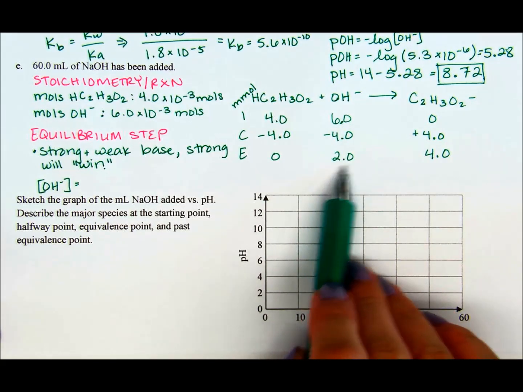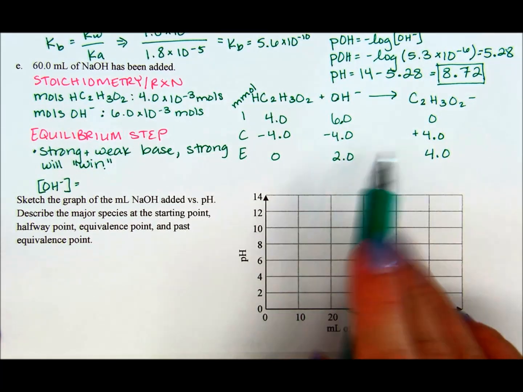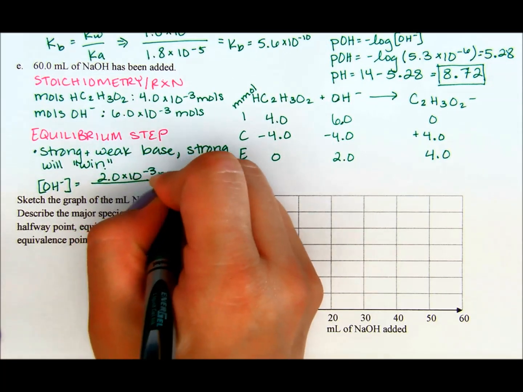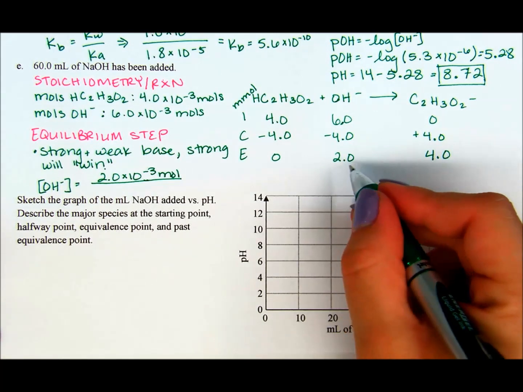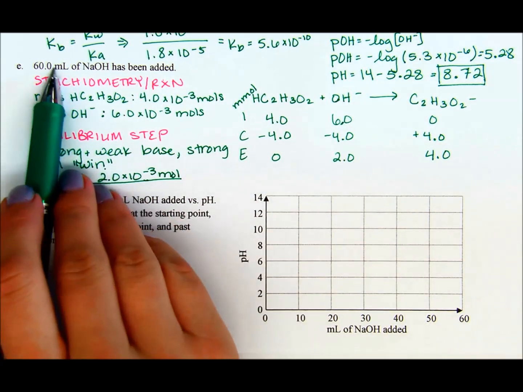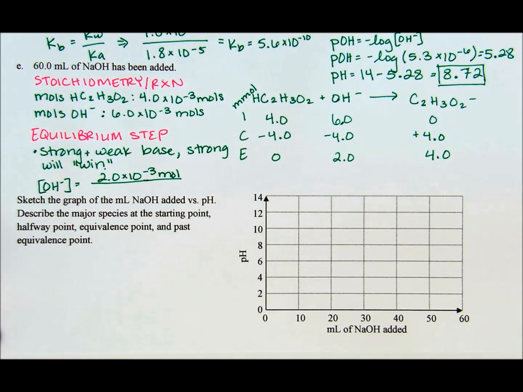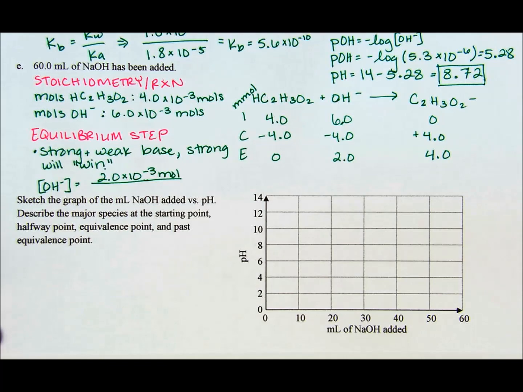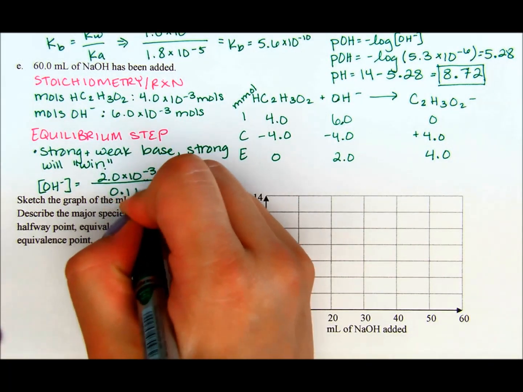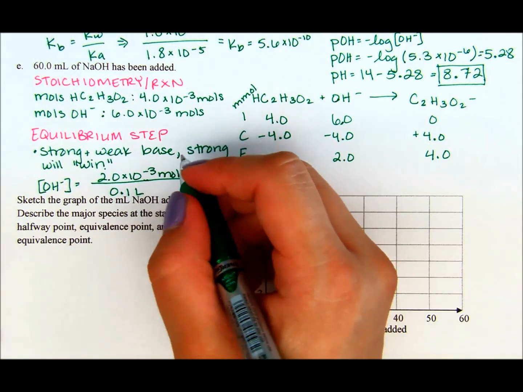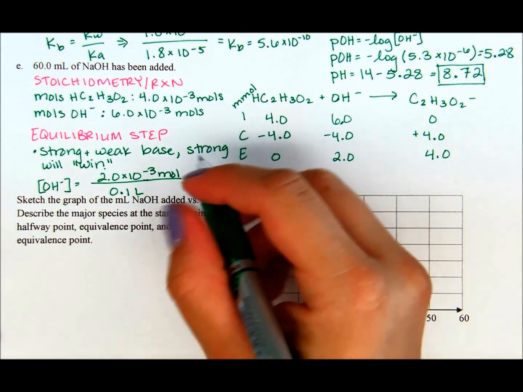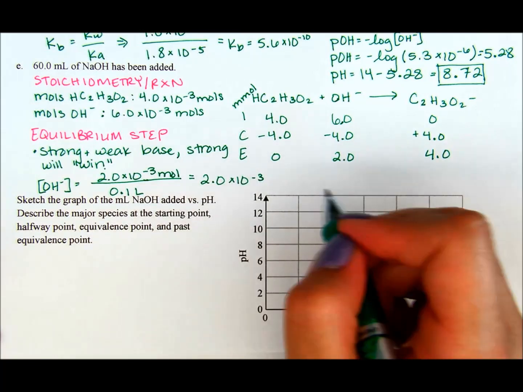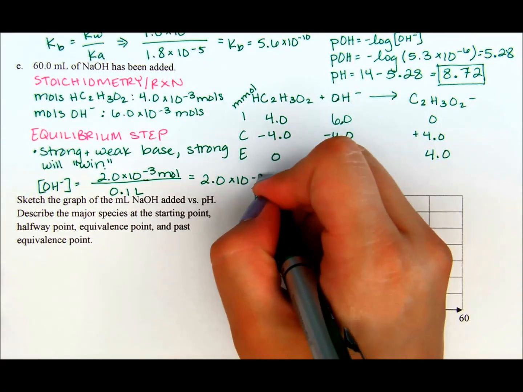So the amount of OH is going to be 2.0 times 10 to the negative 3 moles. Remember, that's in millimoles over there. We want it in moles per liter. So we've added 60 milliliters of sodium hydroxide, and at the very beginning of our problem, it said we had 40 milliliters of acid. So overall, that's 100 milliliters, or 0.1 liters of solution. When you plug this in, you get 2.0 times 10 to the negative 3. Or wait, sorry, 2.0 times 10 to the negative 2.